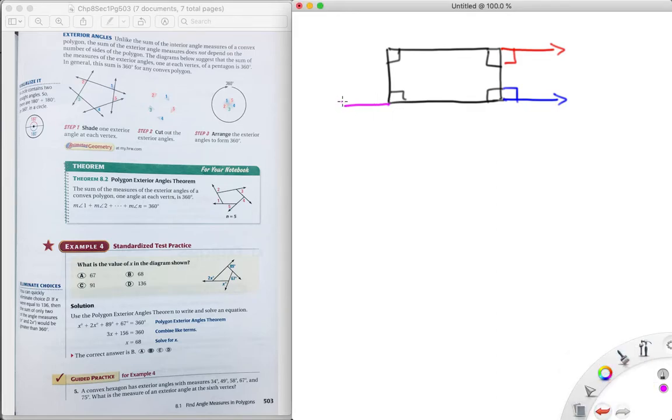I have this angle that forms a linear pair, and I have this angle that forms a linear pair. These are all exterior angles, right? These are both exterior. All 4 of them are exterior angles, and they just form a linear pair with the angles inside of the polygon called interior angles.